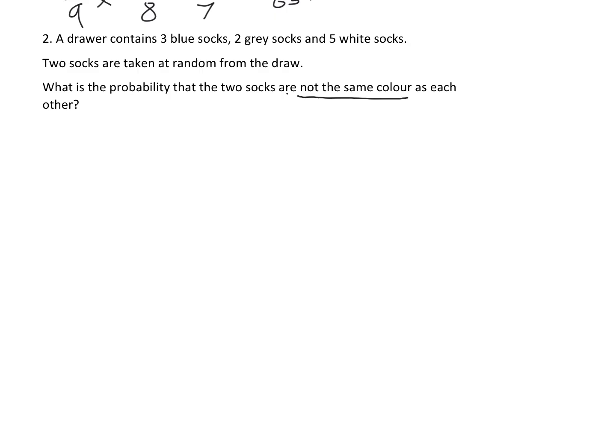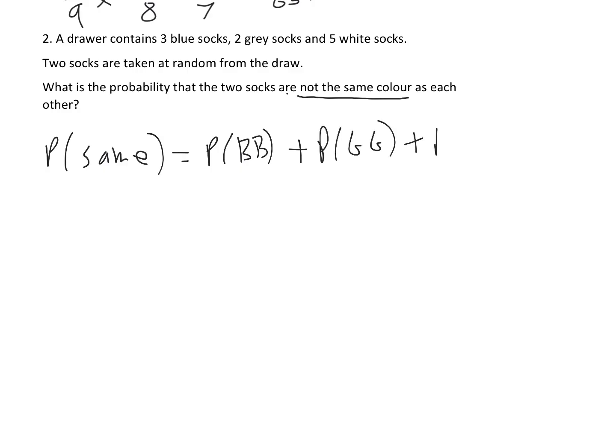Instead of looking at not the same colour, I'm going to look at the same colour. What's the probability that they're going to be the same? If you pick two socks, what's the probability that they are the same colour? Well, that's the probability that you get blue and blue, plus the probability you get grey and grey, plus the probability you get white and white. If we know the probability that we get the same colour socks, then nearly by default we'll know the probability of not getting the same colour. So what's blue and blue? There's 3 blue socks out of a total of 10 socks there.